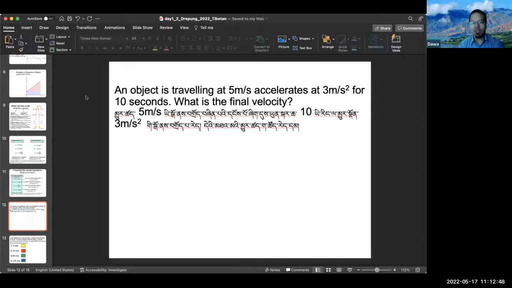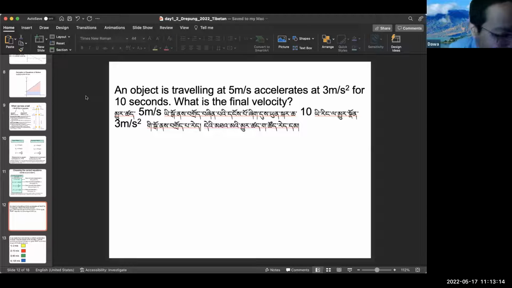Table 6, 7, 2, 1. Perfect, so I don't have to do it on the board: 35 meter per second. Everybody's getting 35, right? Everybody got it. Good, so I don't have to do this on the board. Then let's go to the next problem.